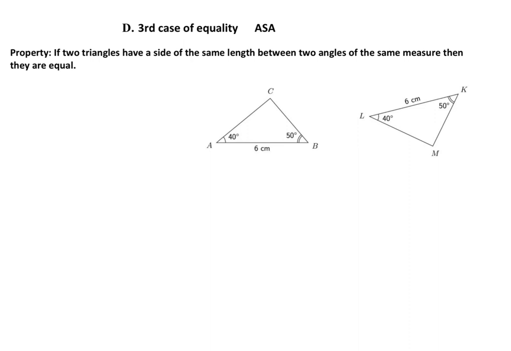The third case is angle side angle. And if we look here, we have a side and its two angles are the same. Here we have a 6 centimeter and a 6 centimeter. We have a 40 degree and a 50 on one side and a 40 and a 50 on the other one. So these are equal, these will become equal triangles. Again, you must put the full sentence. If two triangles have a side of the same length between two angles of the same measure, then they are equal. A statement like that, with the actual statements to say AB equals LK and so on, will be enough to prove that the triangles are equal.